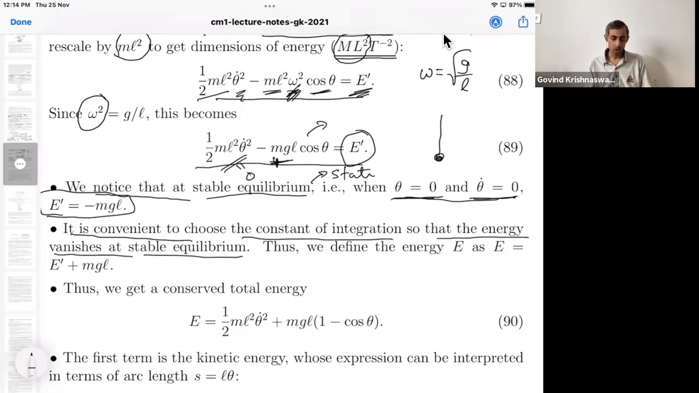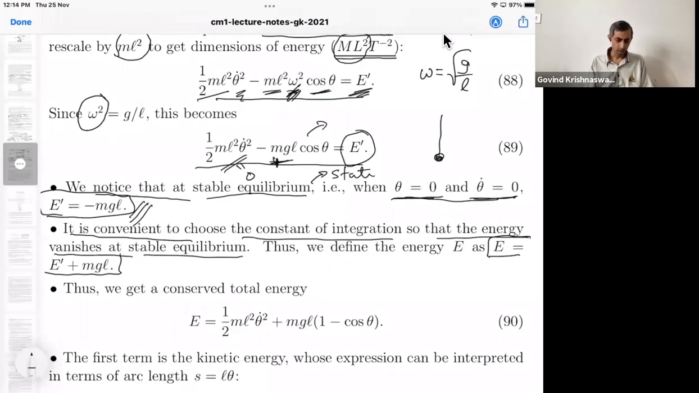So in other words, we want to add an mgl to this E prime to define our new energy E. Okay, so we'll define our new energy E as E prime plus mgl. I hope you have followed the reasoning. Nothing deep here, but we do this many times. We redefine things according to our convenience.